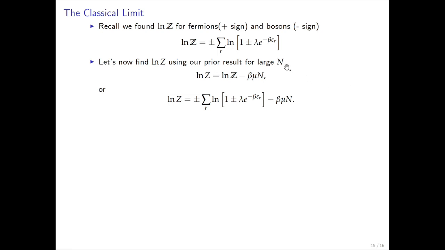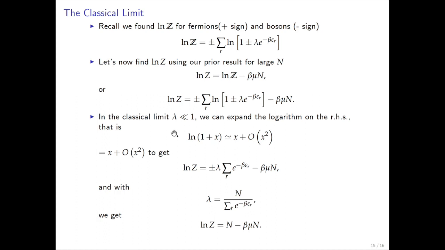Because remember, we found this result that for large N, the log of the canonical partition function would equal the log of the grand partition function minus beta mu times N, right? Or just plugging that in here, we have this. And so plus sign fermions, minus sign bosons.